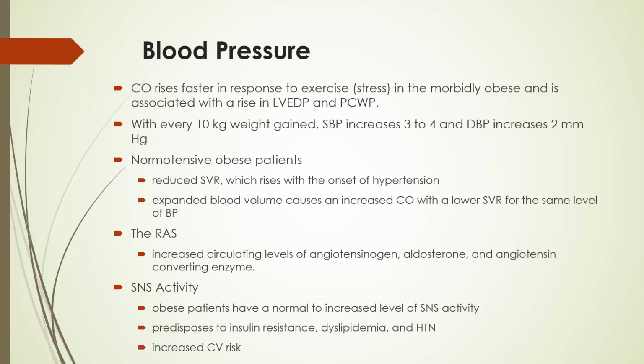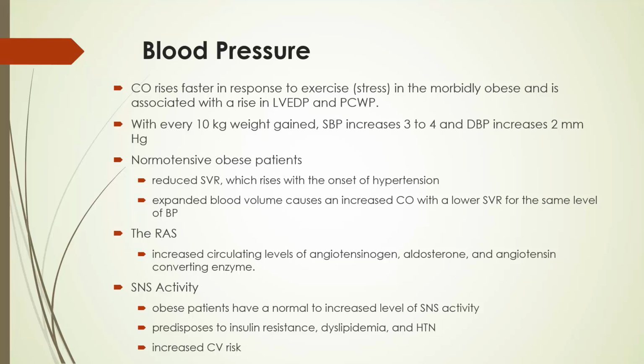Normotensive obese patients have reduced systemic vascular resistance, which rises with the onset of hypertension. Their expanded blood volume causes an increase in cardiac output with a lower calculated SVR for the same level of arterial blood pressure. The renin-angiotensin system plays a major role in the hypertension of the obese by increasing circulating levels of angiotensinogen, aldosterone, and angiotensin-converting enzymes. As little as 5% reduction in body weight leads to a significant reduction in renin-angiotensin activity in both plasma and adipose tissue, contributing to a reduction in blood pressure.